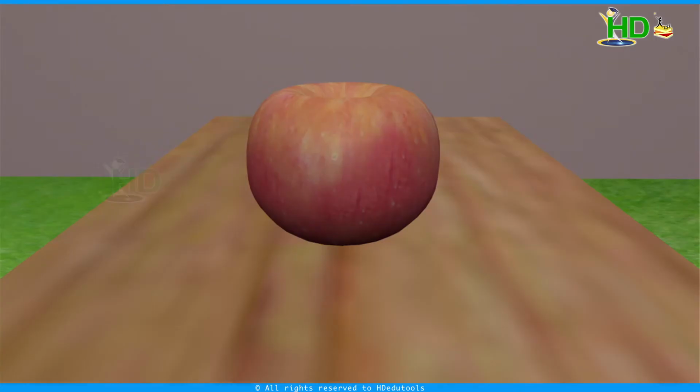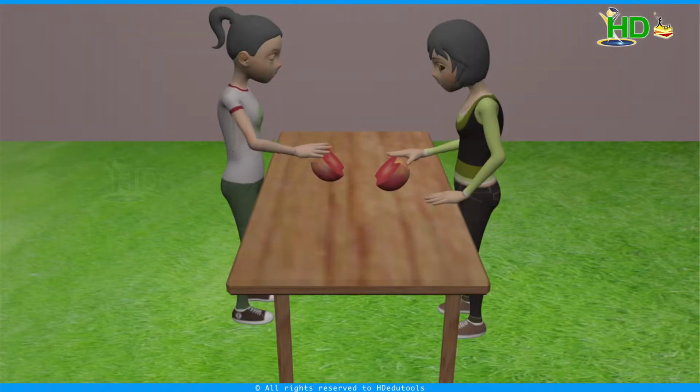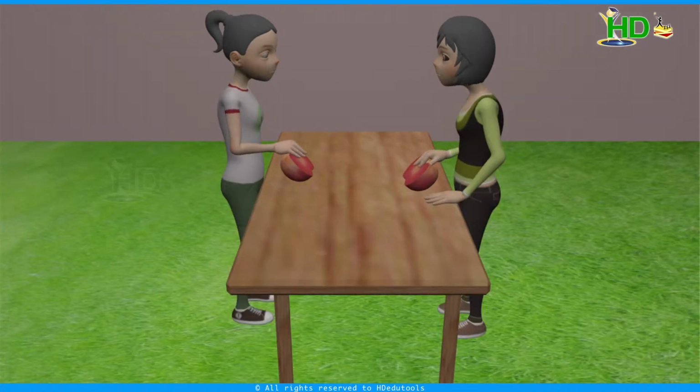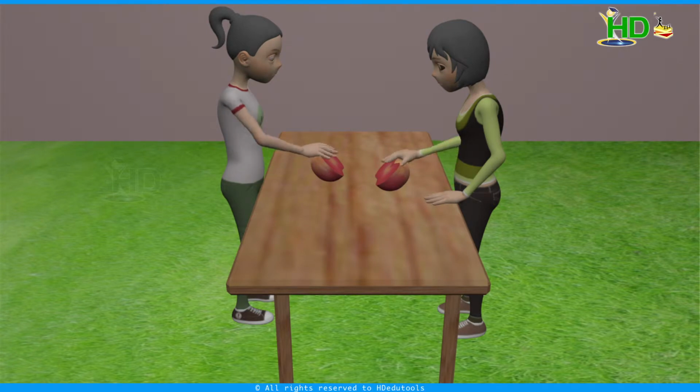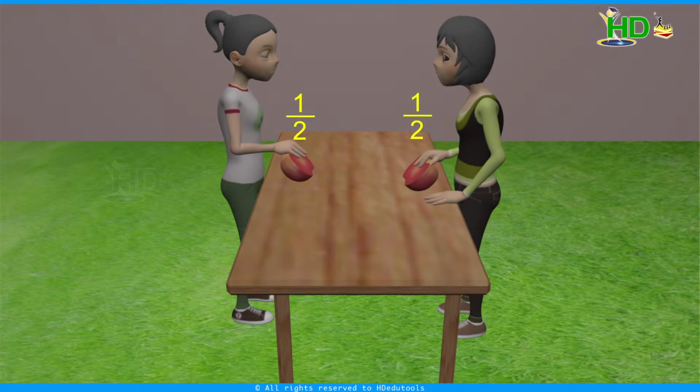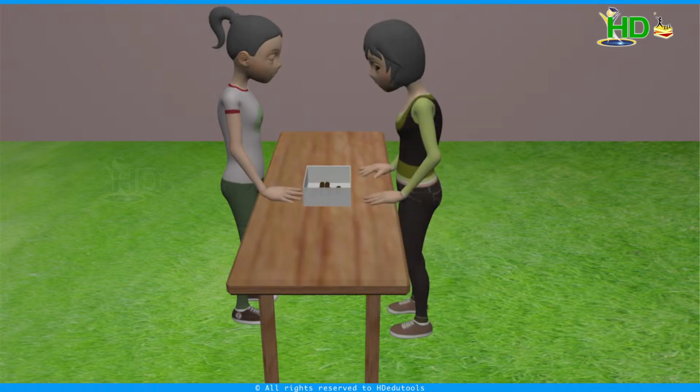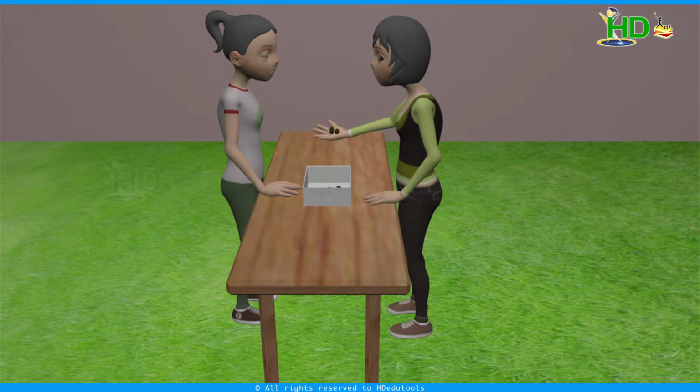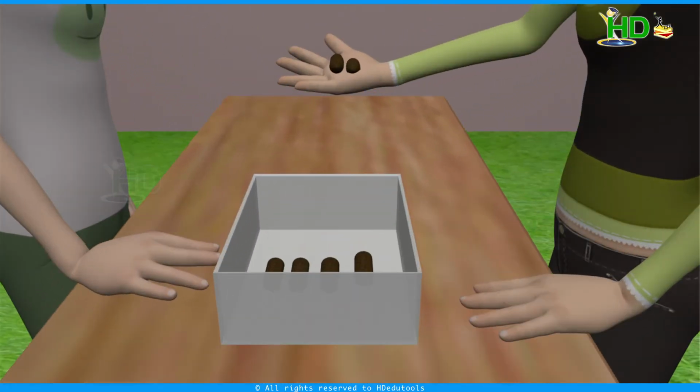Take another one. You have an apple. This should be shared between you and your friend. Then how much part does each get? That is, the apple should be divided into 2 equal parts. Each gets 1 of them. That is 1/2 of an apple. Take another example. You have 6 chocolates in your box and you have given 2 out of them to your brother. Then how much does he get? 2 out of 6. That is 2/6.